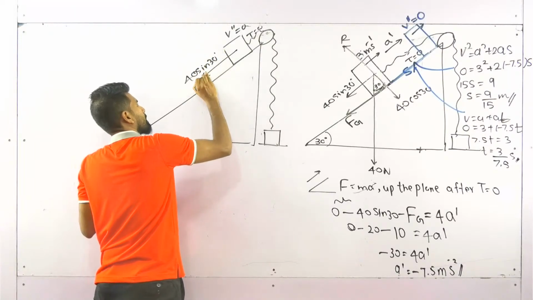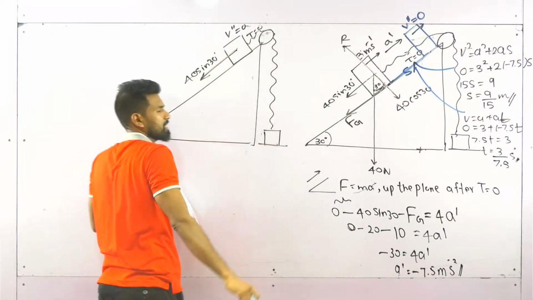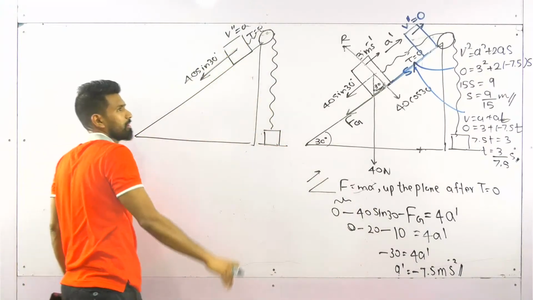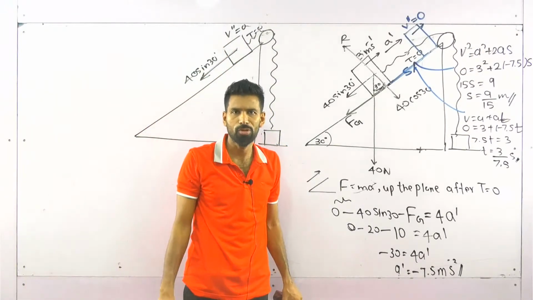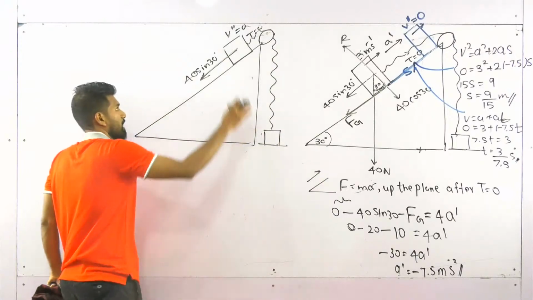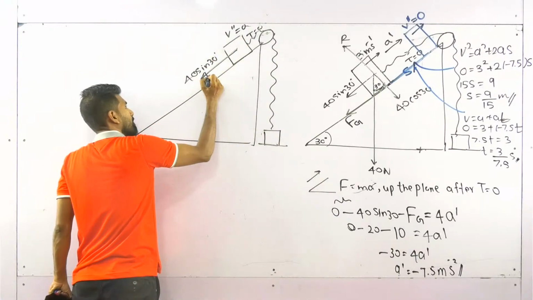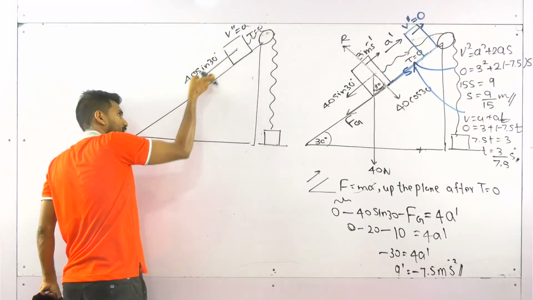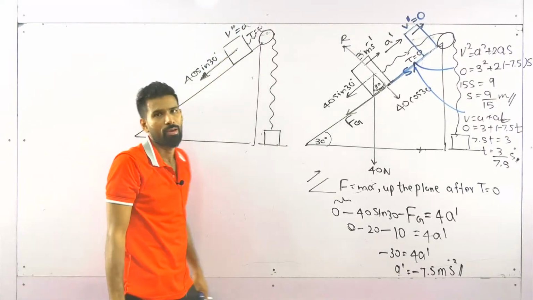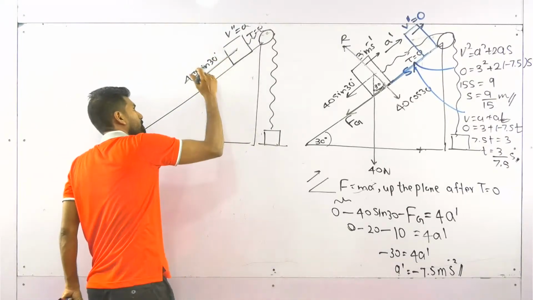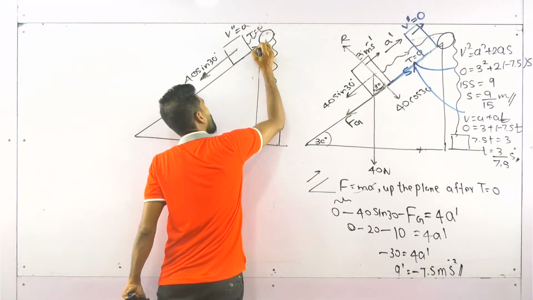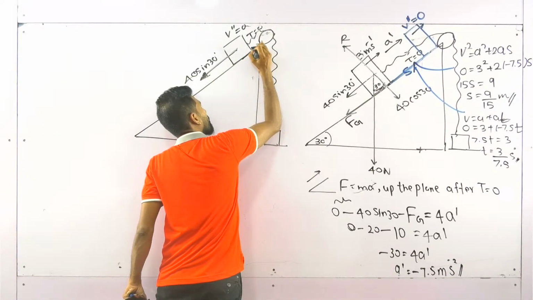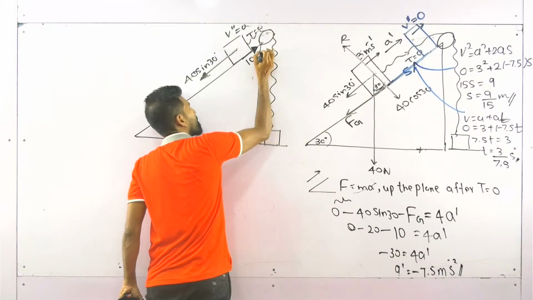It's the gravitational pull. It's always there, 40 sin 30, the weight component. So even after it is at rest, this 40 sin 30 will try to bring the 4 kg mass downward again. As it tries to move down, friction will act in the opposite direction. Its value will become 10 again.